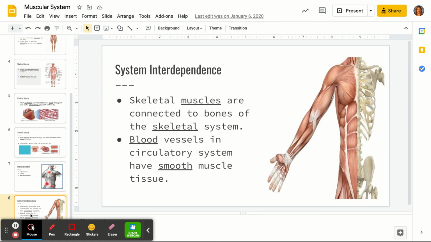And then system interdependence. The skeletal muscles are connected to the bones of the skeletal system. So the muscular system and the skeletal system work closely together because of that. And the blood vessels in the circulatory system have smooth muscle tissue. Therefore, they work closely together. Those systems work closely together too.